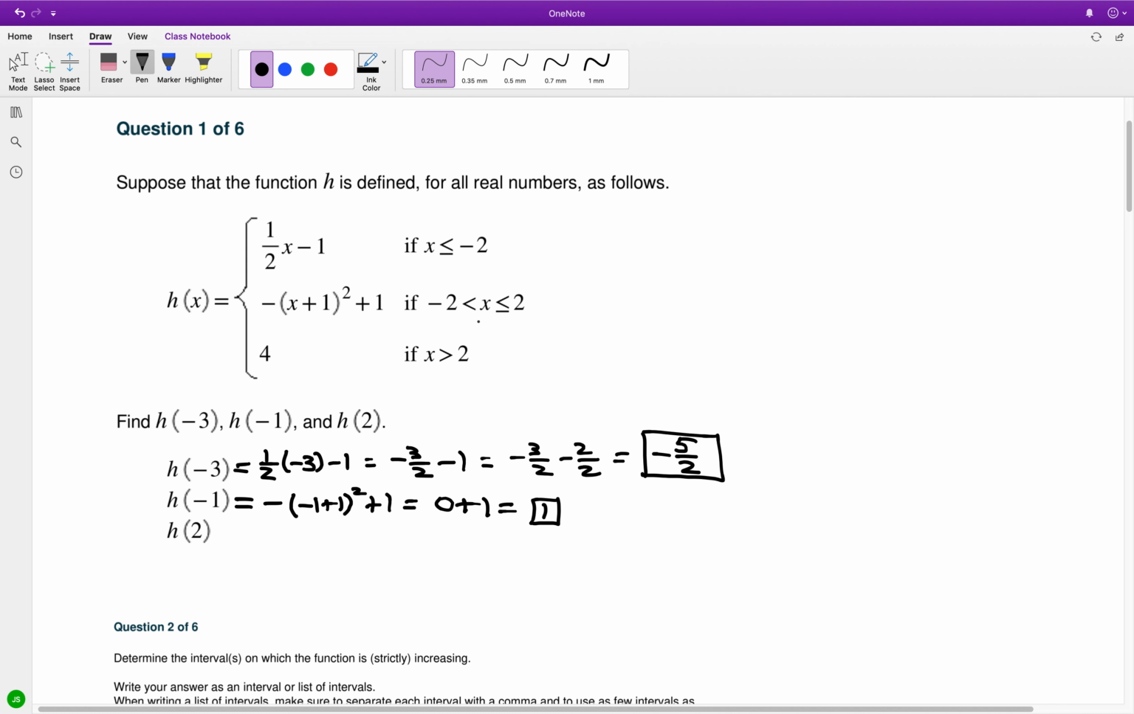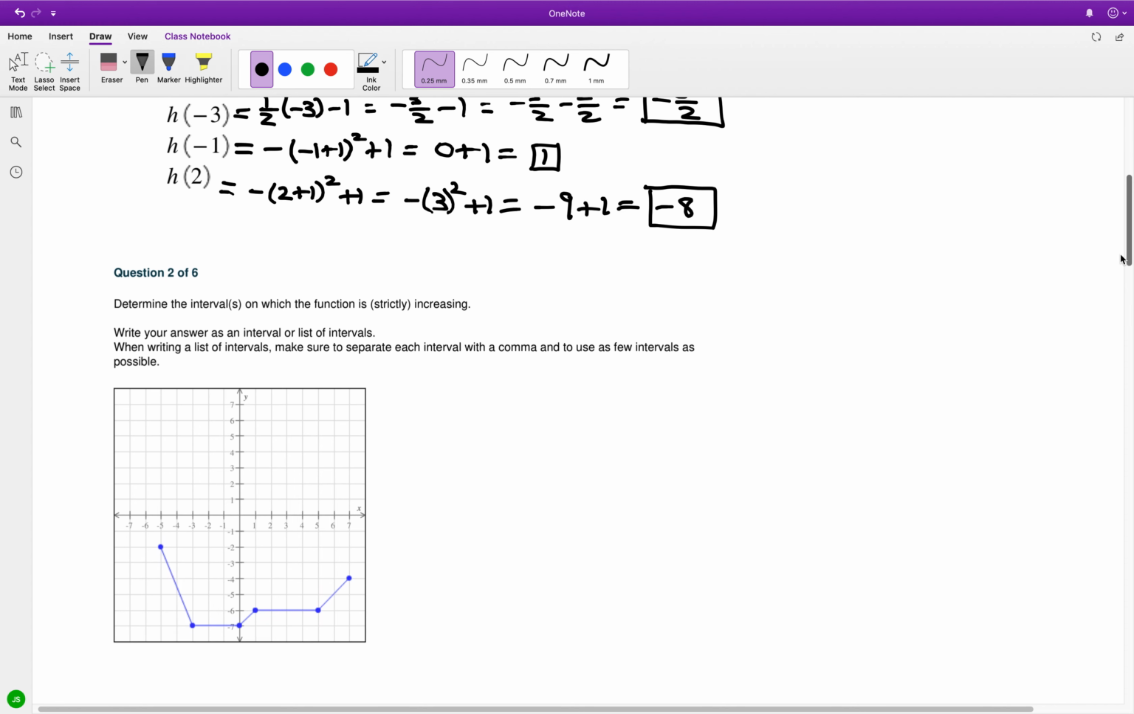Now for h of 2, guess what? 2 cannot be greater than itself, and it cannot be less than itself, but it is equal, and the equal sign belongs in the second inequality statement. So I'm going to apply the middle function. You're going to have the negative of 2 plus 1 to the second, adding 1. 2 plus 1 is 3. So we have the negative of the square of 3, followed by the addition of 1. 3 squared is 9, but on the opposite side, we have negative 9 plus 1. For this output, we end up at minus 8. So h of 2 is equal to negative 8.